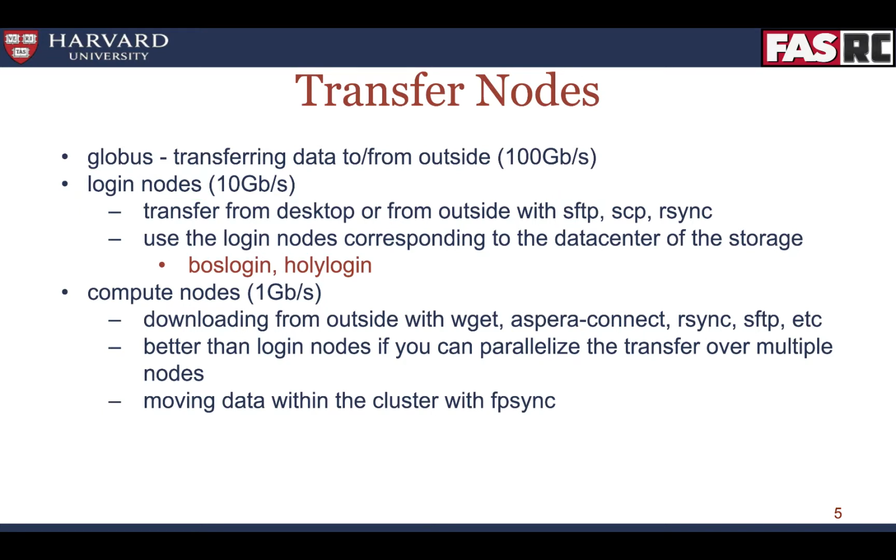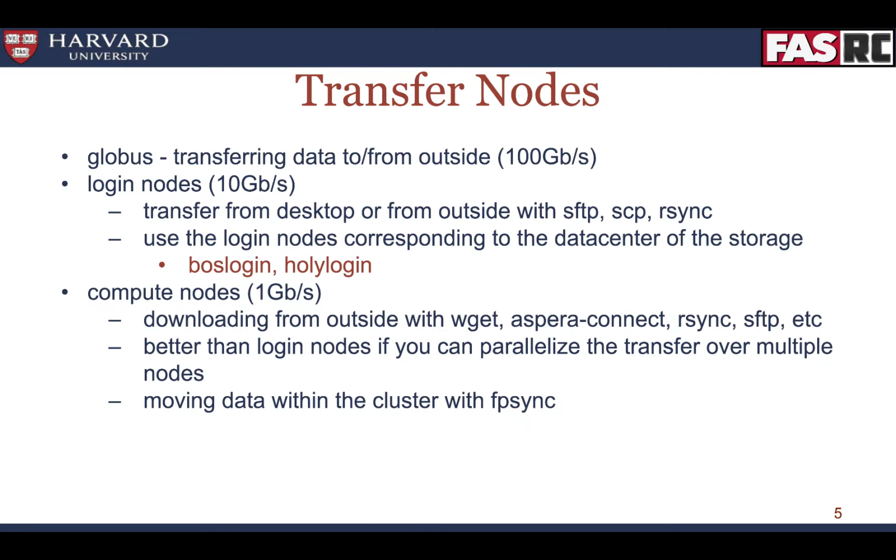If you are transferring data to or from an outside organization that has their own Globus endpoint, then one of our 2 Globus endpoints would be your transfer node. Or if you were to move data from your IB-connected lab storage to the cluster Scratch device, Holy Scratch 01, then a compute node would be your transfer node, in which case you could use the rsync or fpsync tools.